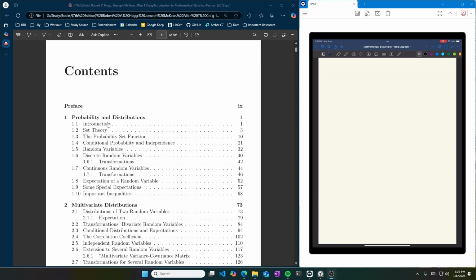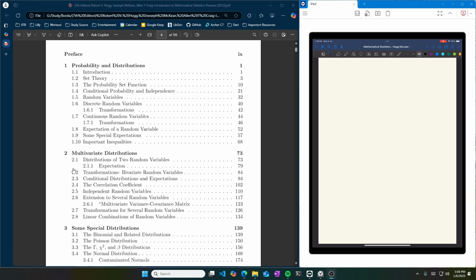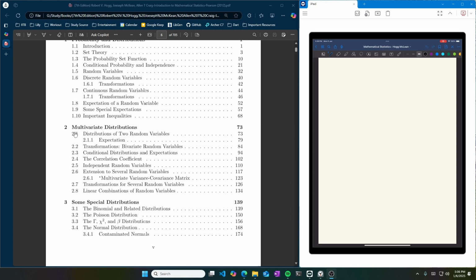So, first thing we'll say is probability and distributions. It will talk about set theory, the set function, essentially the probability function, conditional probability, and independence. And it will define random variables. Then it will talk about discrete and continuous random variables. Then we'll see what the expectation of a random variable means, some special expectations with some different forms, and some important inequalities to look into. Then I believe there will be some exercises after that which we can also look into.